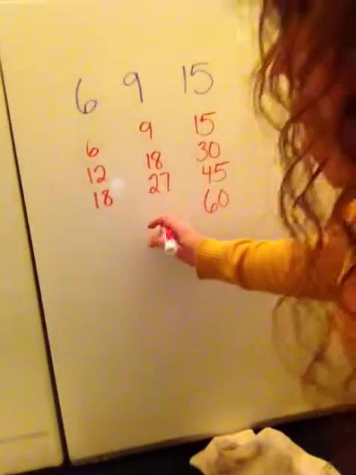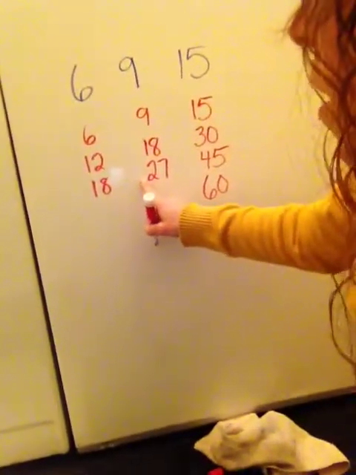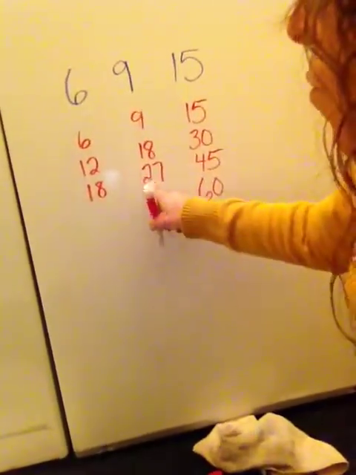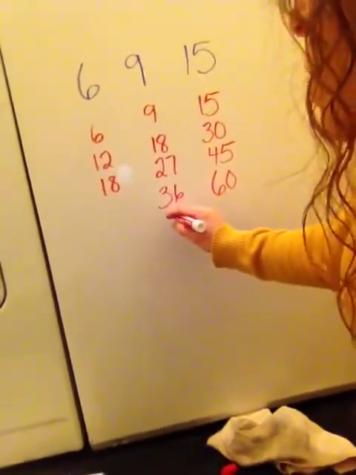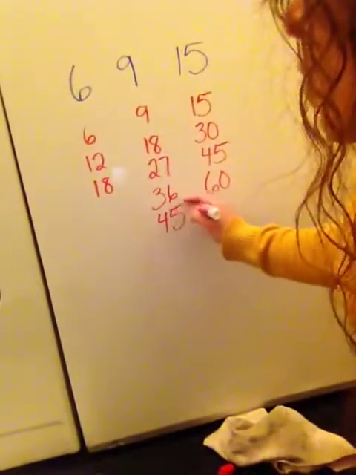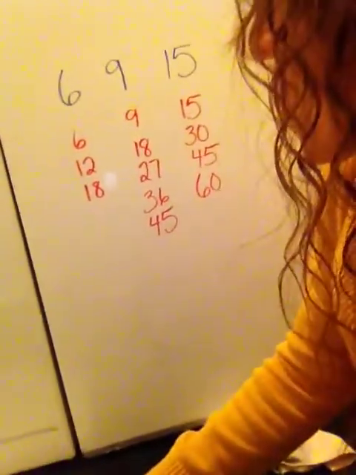Let's build these up again. So we were at 3 times 9 gave us 27. 4 times 9 gives us 36. 5 times 9 gives us 45. Ooh, that one has a 45. Let's keep going with this one.